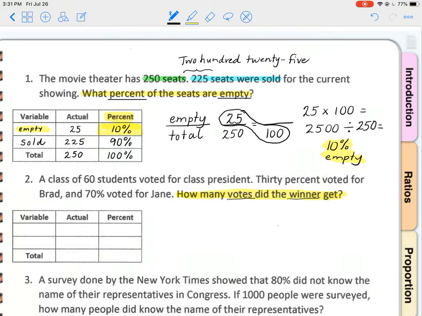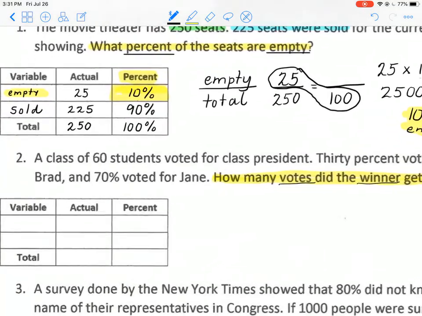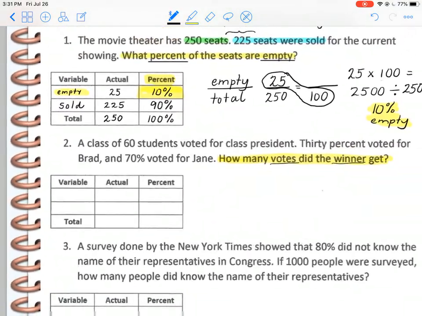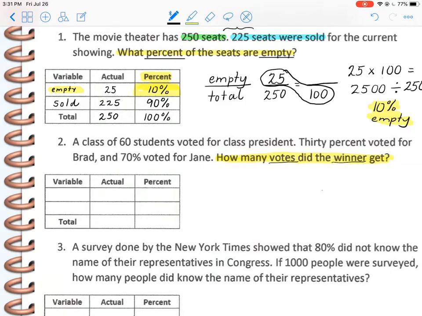So we need to ask ourselves what the variable is in this problem. And in this case, it's people. It's the actual candidate for class president. So we have Brad, and we have Jane, and we always have total number of votes, or whatever we're dealing with.